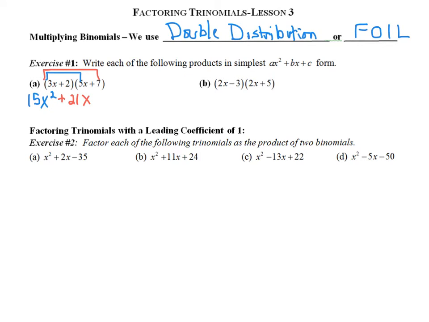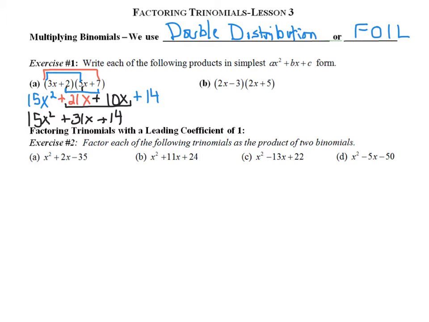Now let's go to the inside terms. So 2 times 5x, that gives us 10x. And now let's multiply the last term. So the last term in each parentheses, 2 times 7, positive 14. Now when I look at this answer, I see that it's got 4 terms, but the middle 2 terms can be added together because they are like terms. So my final answer would be 15x squared plus 31x plus 14.